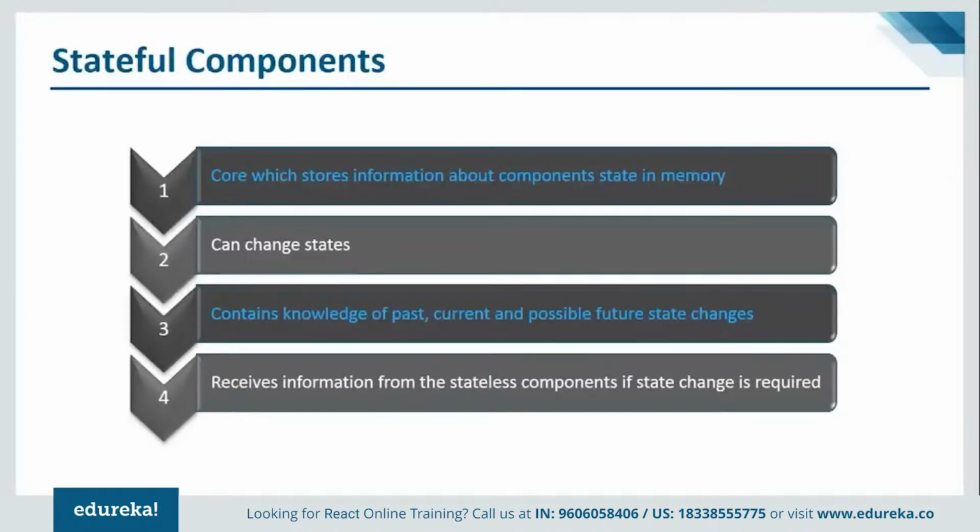They contain the knowledge of the past, current and future possible changes in state of the component. In case there is a change in state, they will always receive the information from the stateless components. Thus, these components are called the smart or active components.